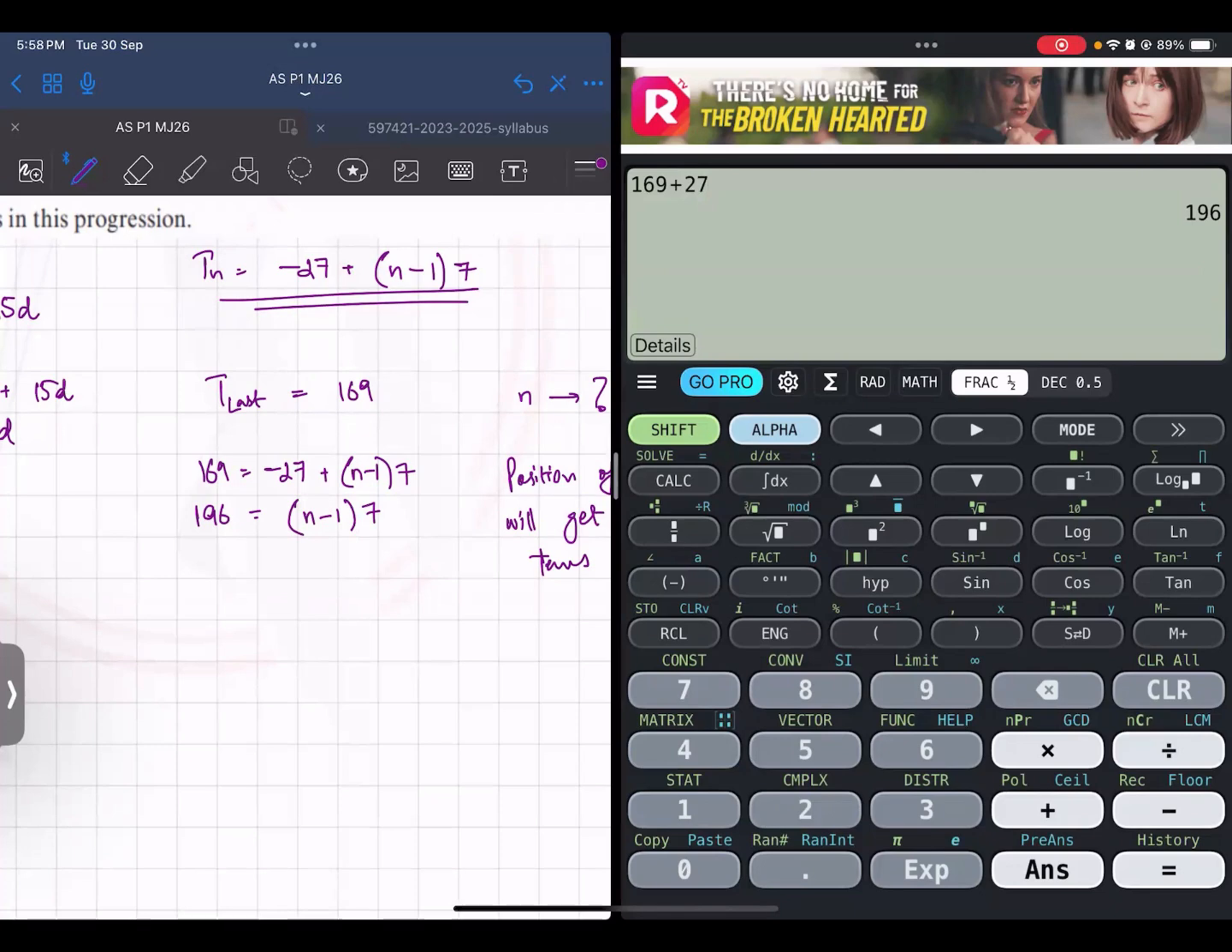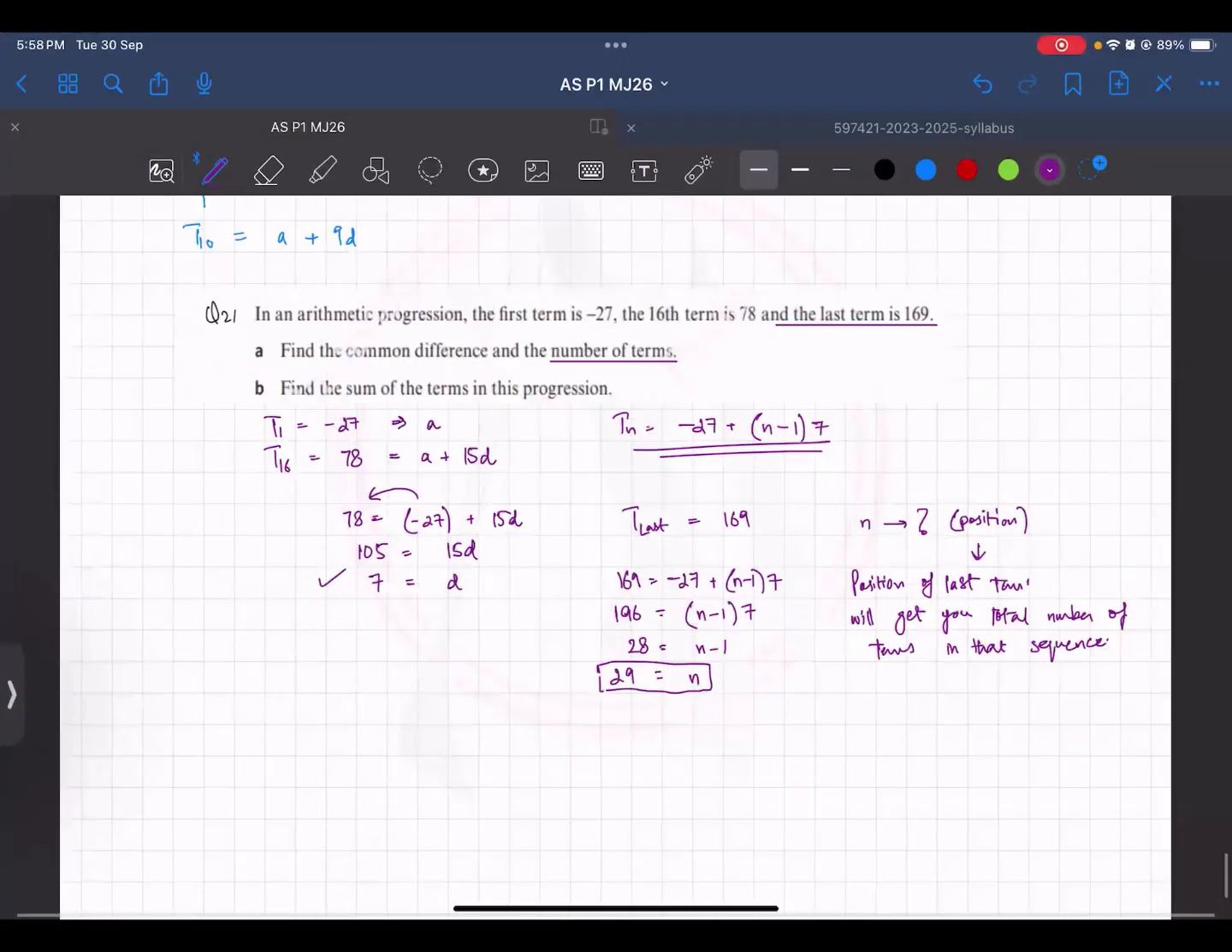And so 196 divided by 7 is 28. So this 28 is equal to n minus 1, and so n will come out as 29. So this means the position of the 169th term is 29. So the last term is the 29th, so the total number of terms is also 29.